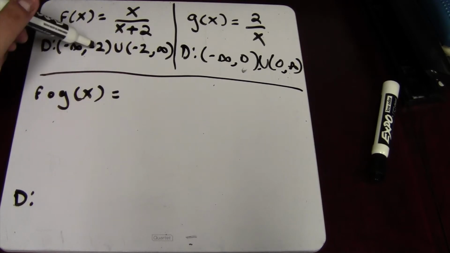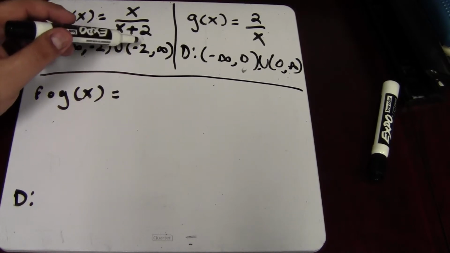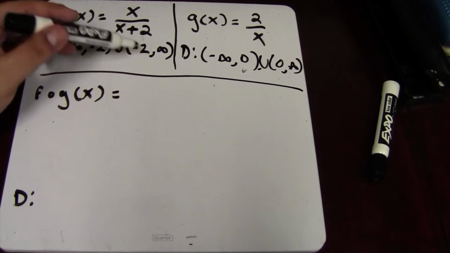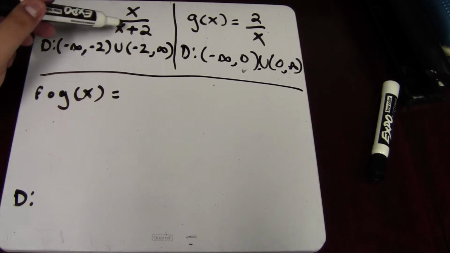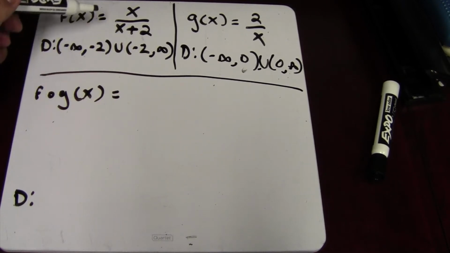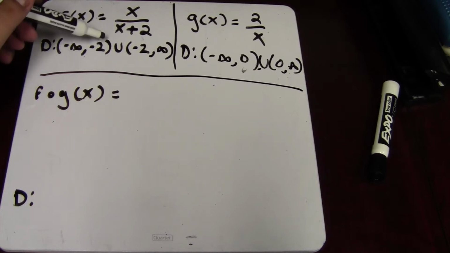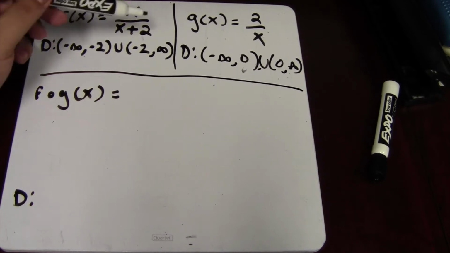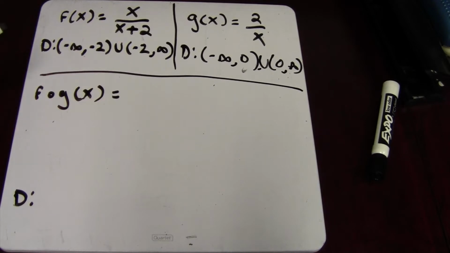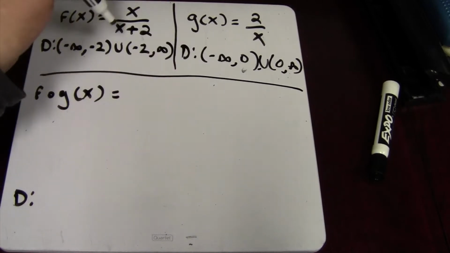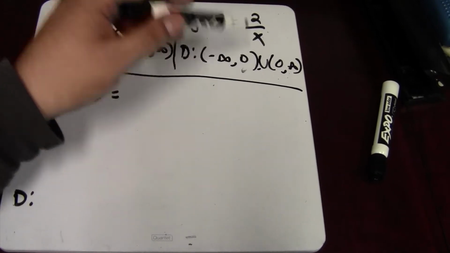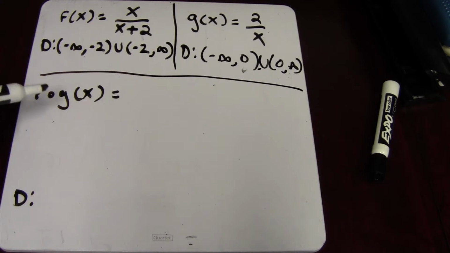And I've already found the domain of this. This is negative infinity to negative 2 union negative 2 to infinity, which means basically that all values other than negative 2 will work here. Those are in the domain. And I've also done g of x, which in this case is 2 over x. And the domain for this one is negative infinity to 0 union 0 to infinity, which again is the same as this, with the exception of now it's 0 that can't be included here.